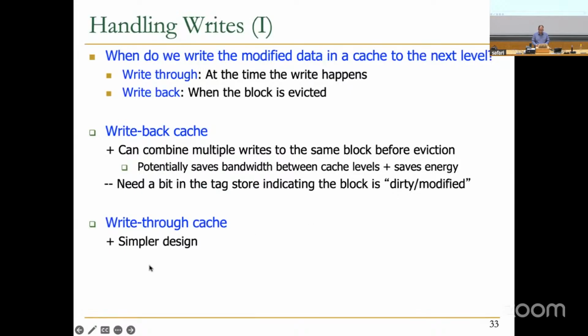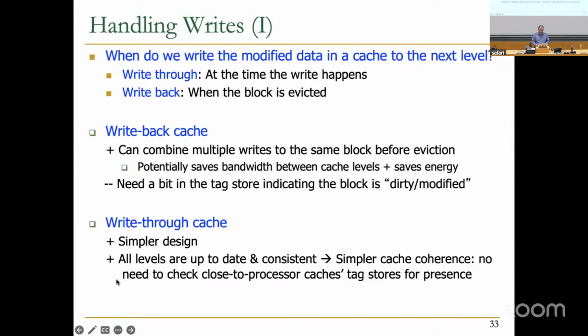A write through cache is a simpler design, of course, and all levels are up to date and consistent. In the next lectures, you're going to see that this is simpler for cache coherence, because there is no need to check the tag stores of the caches close to the processor for presence. I'm not going to detail it right now, because that's a topic we're going to see later, hopefully.